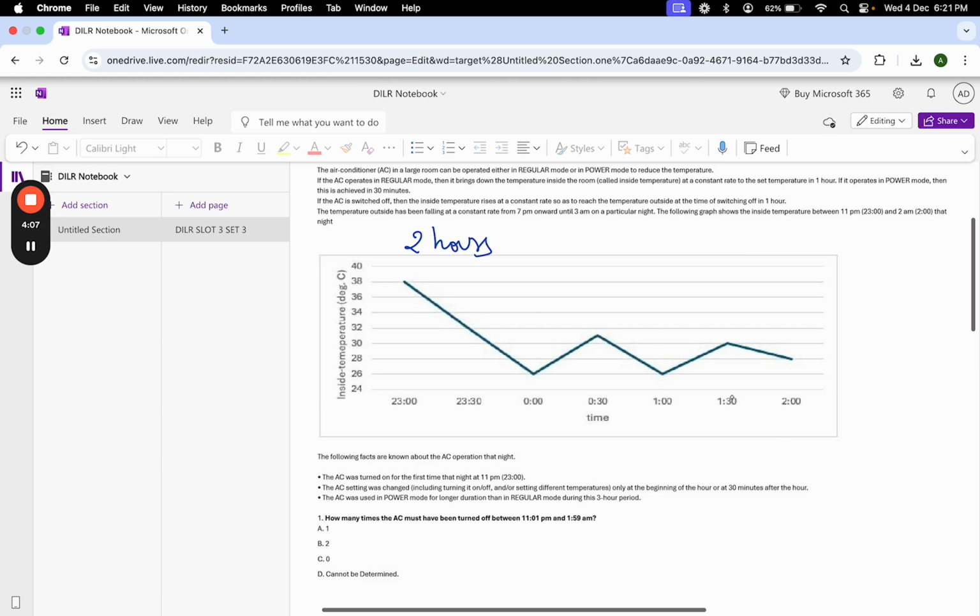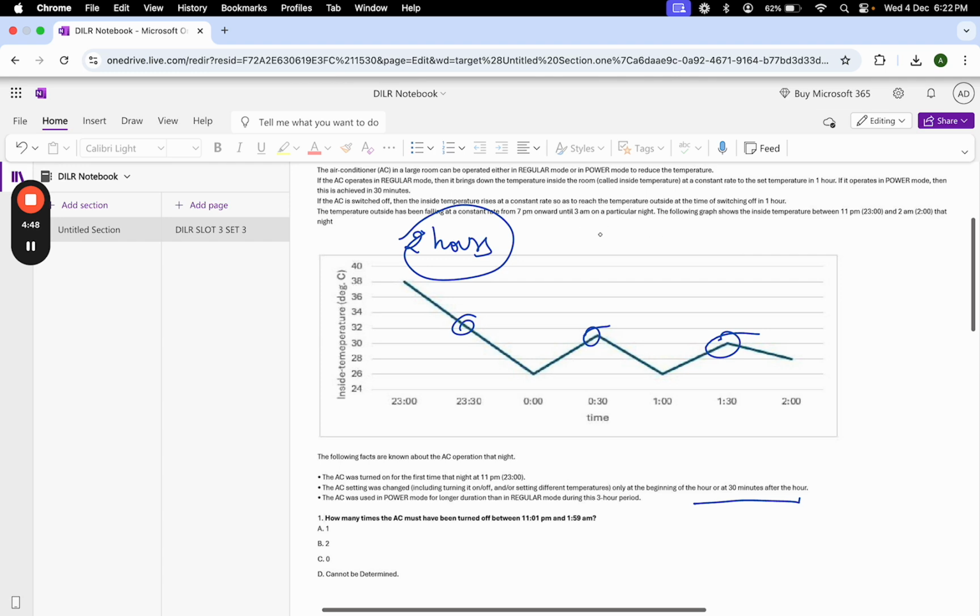And the other thing that we know is the AC was used in power mode for longer duration than in regular mode during this 3 hour period. So out of 3 hours, only 2 hours the AC is operational, and we can only change the temperature either at the hour or at 30 minutes. So it can be 30, 60, 90, 120. We could have changed it in such a way that we have changed the temperature here, here, here. This is the only possibility that we have.